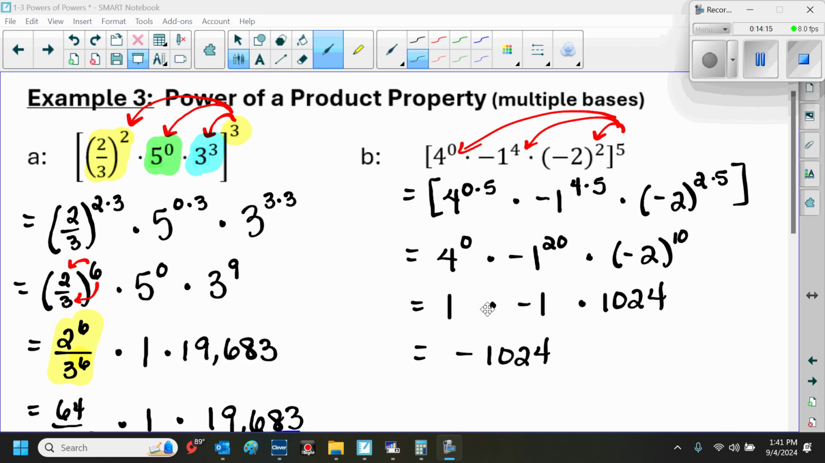So of course any number raised to the 0 power is 1. And then here, this one, no parentheses, the 20 only applies to the 1. So 1 to the 20th is 1. Apply the negative after. So this is negative 1. Then here, this 10 is right next to the parentheses, so it's the negative 2 that is raised to the power of 10. So that's going to give me a positive 1,024. So now that's 1 times negative 1 times positive 1,024, and that gives me a negative 1,024.